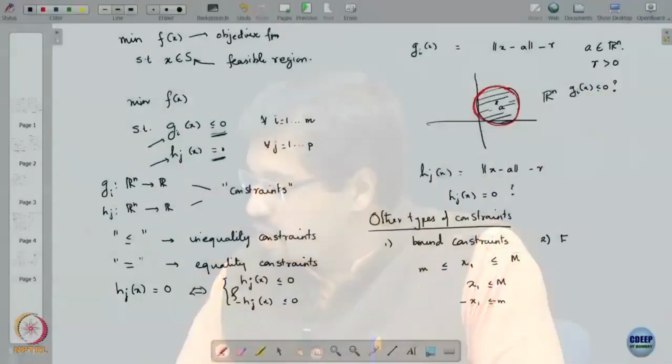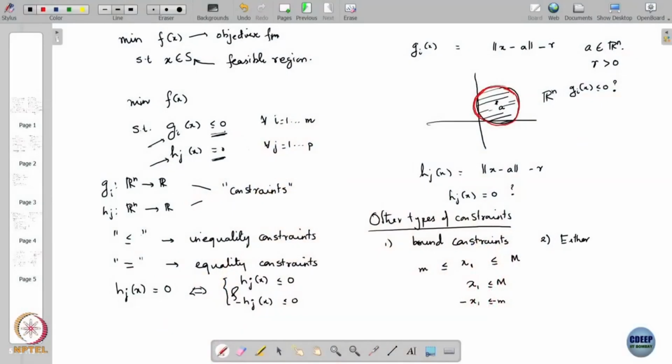There is another type of constraint which are constraints of an either or type. When I wrote out these constraints, remember these M inequality constraints and P equality constraints. All of these constraints, remember that we want all of these to be satisfied. It is not that we have any of these or one of these or whatever. The requirement is that all of these have to be satisfied. This is a full list of things that you need to satisfy.